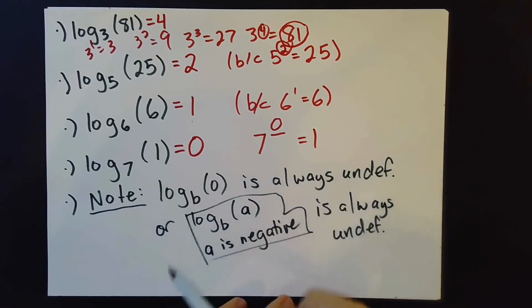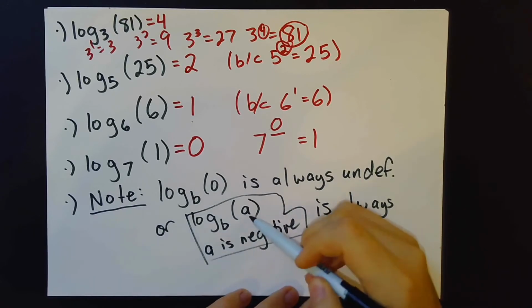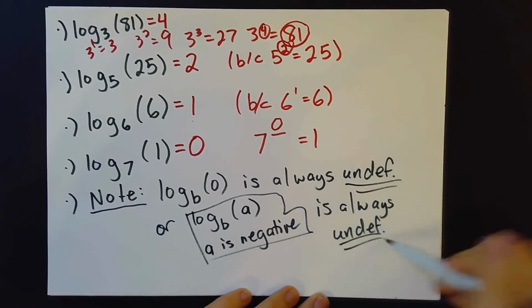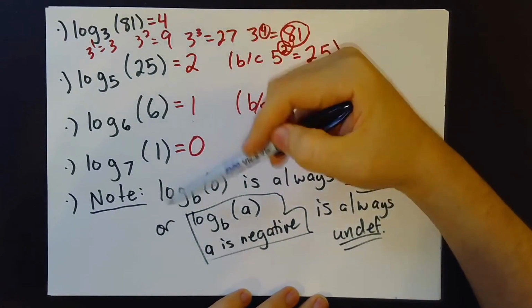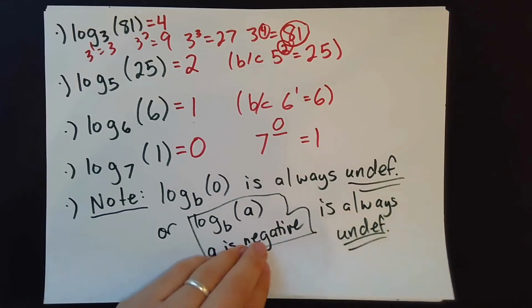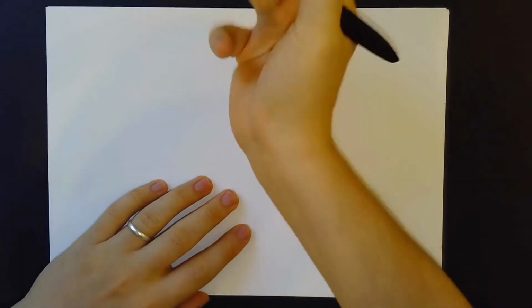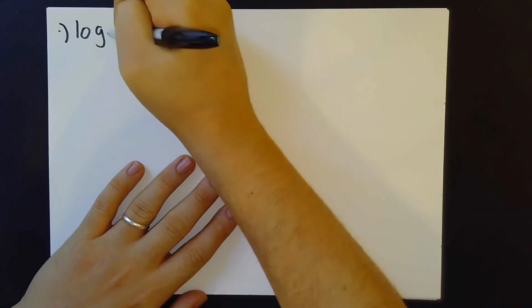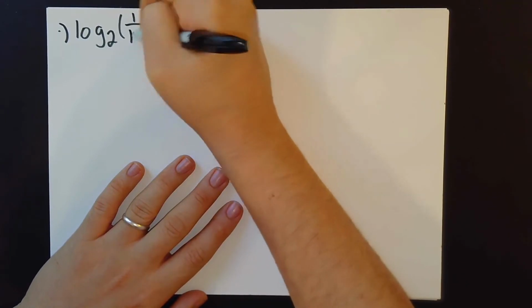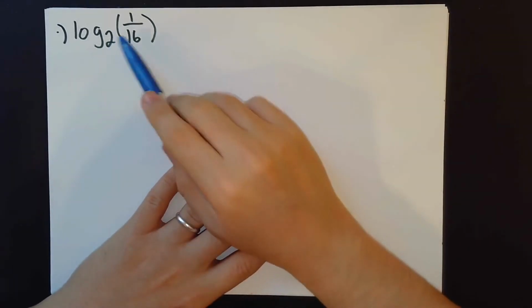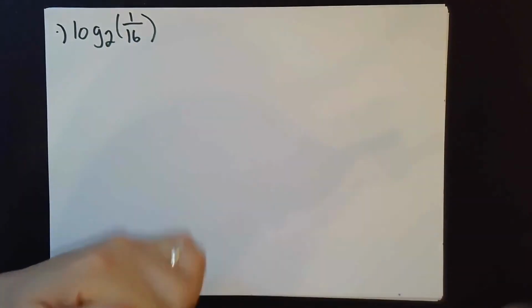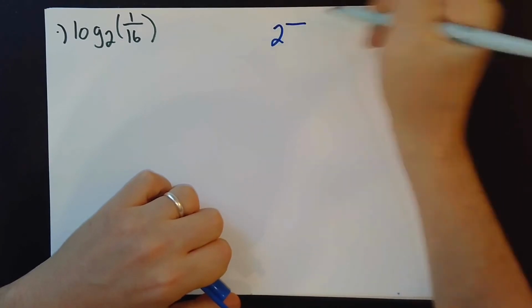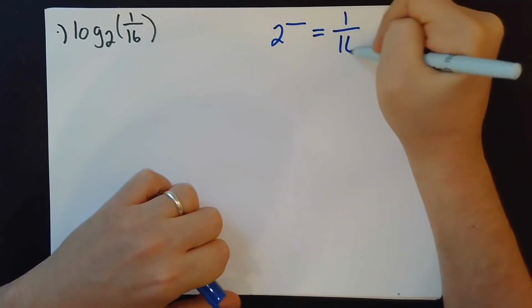If you try and take a log of 0 or a log of a negative number, you're going to get undefined. And the reason is because you only get positive numbers out of powers. None of that is to say that the logarithm itself cannot be negative. So let's look at the log base 2 of 1/16. This is again asking, what power of 2 is 1/16? So 2 to the what power is 1/16?